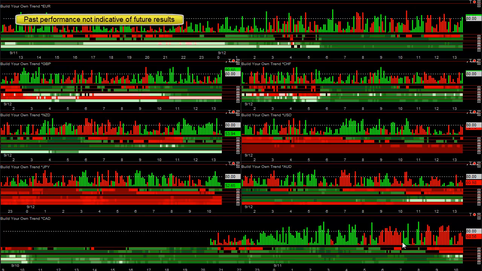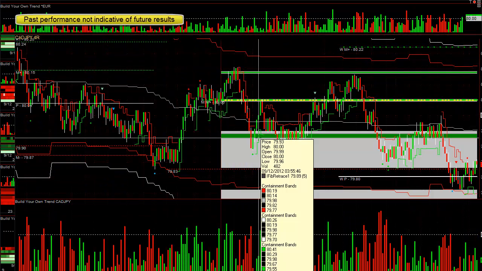The CAD was strong today on all time frames. That's a good one to be trading against the weakest one, which was the yen. We want to look for CAD yen buys. This is, again, one of the easier ways of trading.